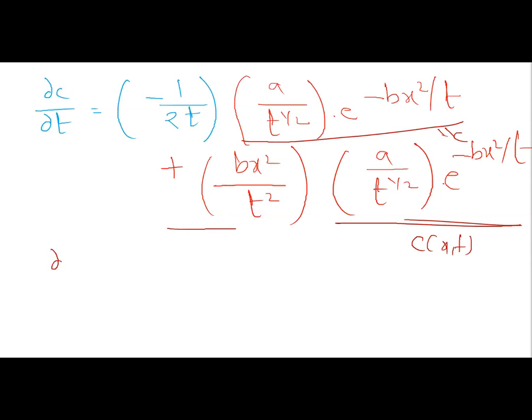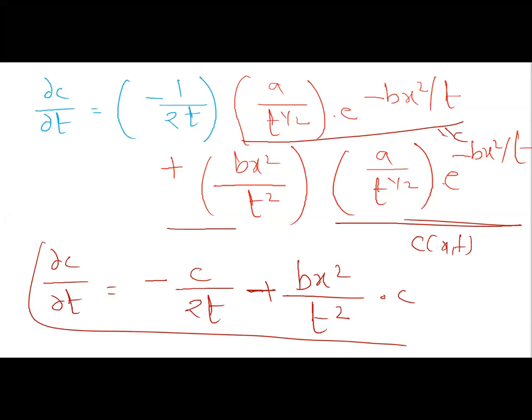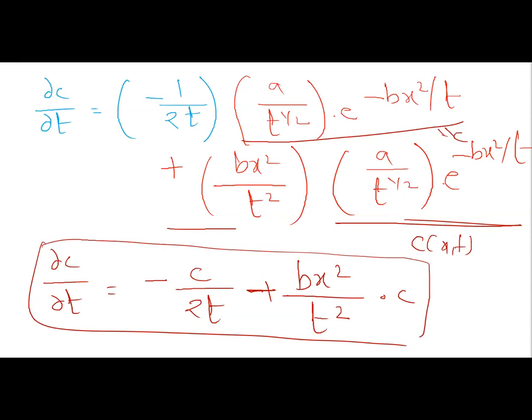So I can rewrite dou c over dou t as minus c over 2t plus b x squared over t squared times c. Let's call this equation 1.